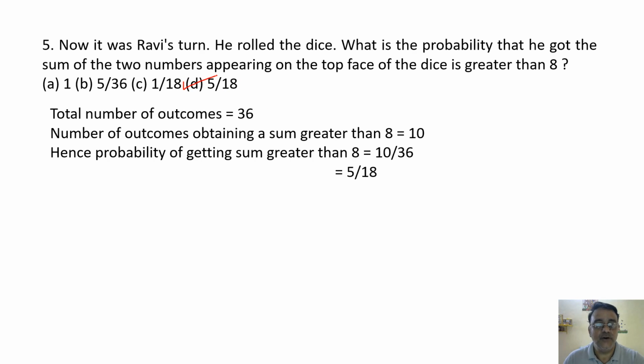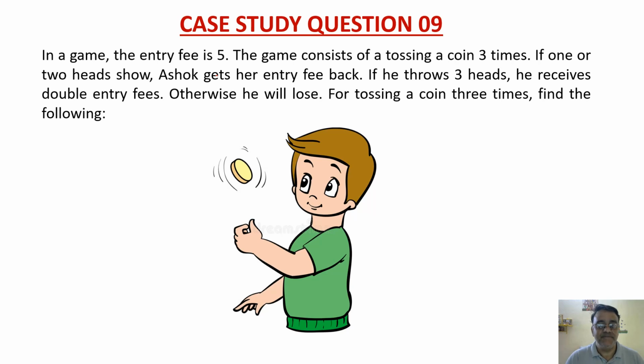Now we are moving toward the next case study question. In a game, the entry fee is rupees 5. The game consists of tossing a coin 3 times. If 1 or 2 heads show, Ashok gets his entry fee back, right? If he throws 3 heads, he receives double the entry fee. Otherwise, he will lose. For tossing a coin 3 times, find the following.